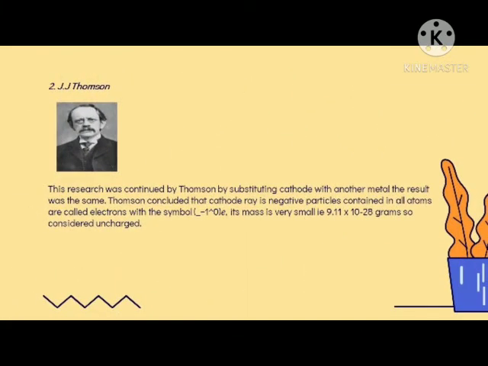2. J.J. Thomson. This research was continued by Thomson. By substituting the cathode with another metal, the result was the same. Thomson concluded that cathode rays are negative particles contained in all atoms, called electrons, with the symbol 0e-1. Its mass is very small, that is 9.11 x 10^-28 grams, so it is considered uncharged.